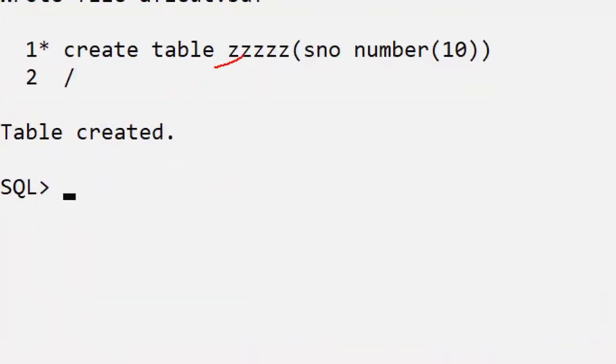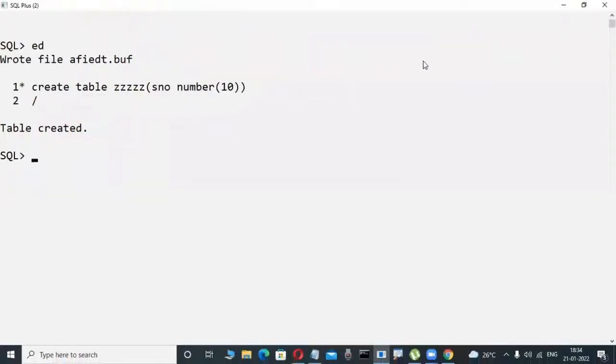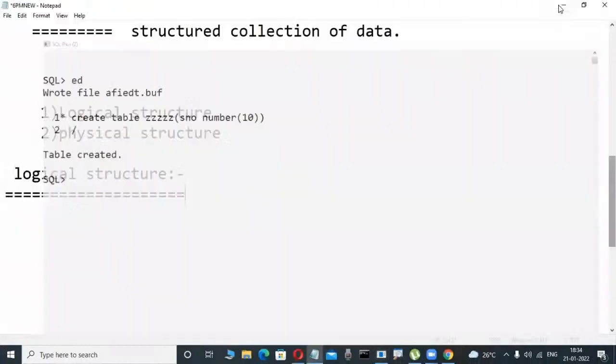Slowly observe here. Z is the name I am giving. The table I am creating is only in my Oracle database, or SQL Server database, or MySQL database. I am creating a table. Okay, fine, the table is created. Slowly observe here. This table is created.